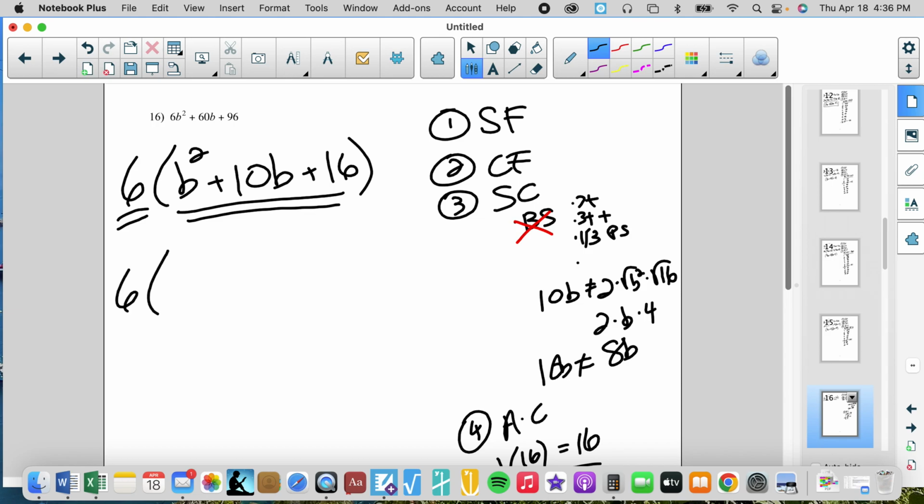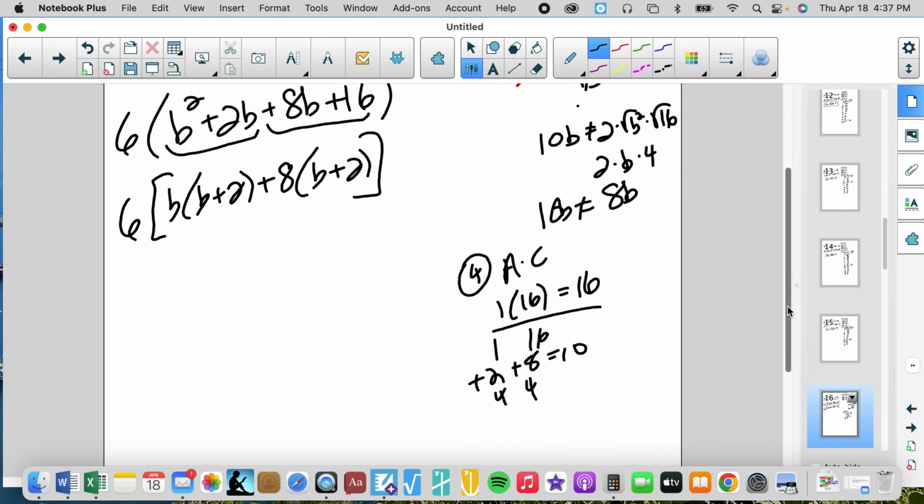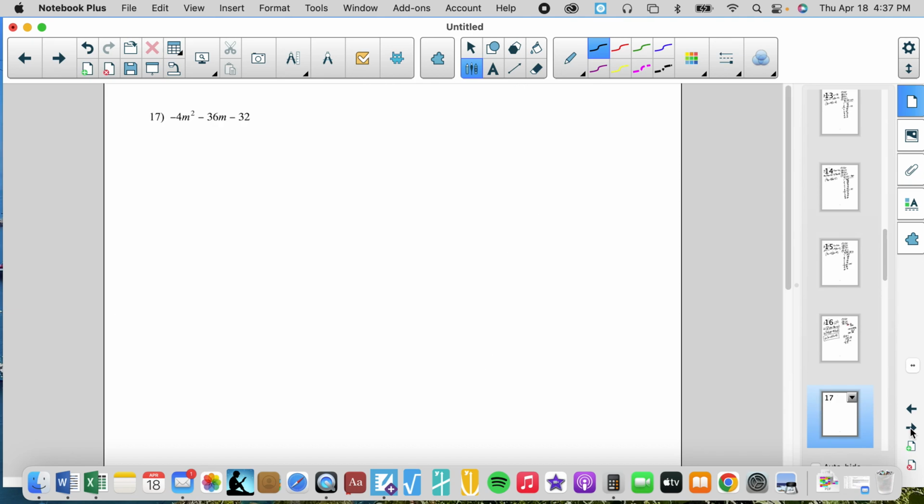So we bring this 6 out there. b squared plus 2b plus 8b plus 16. And now we're going to group again. We don't change anything. We're just pretending to write this each time. I'm going to write brackets because you're going to factor out a b. And that leaves you with b plus 2. You're going to factor out an 8. That leaves you with b plus 2. And now we did it correct because we have b plus 2. So that's 6 times b plus 2 times the quantity b plus 8. So that coefficient, that 6, goes out in front like a coefficient.